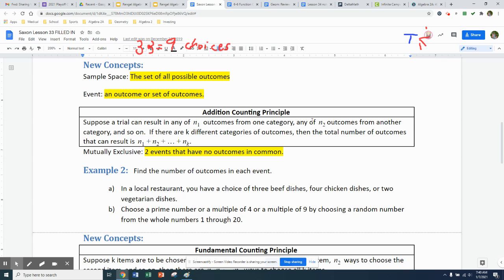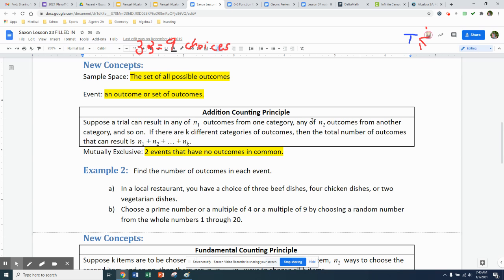An event is the outcome or set of outcomes. So the event would be like your Powerball ticket. So that's the outcome that you would want. Or if you bought multiple Powerball tickets, it would be the set of outcomes that you need.